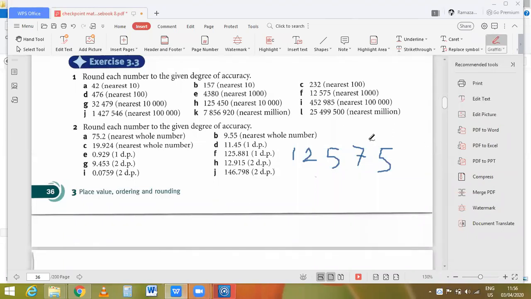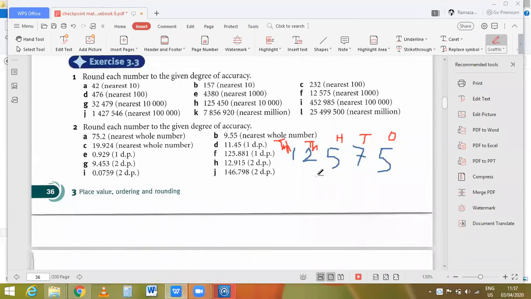So I will write the sections again. This is, of course, ones. This is tens. This is hundreds. What about this? This is thousands. This is my thousand. And what about this one? 10,000. You can just write it like this, 10,000. This is my 10,000 section.